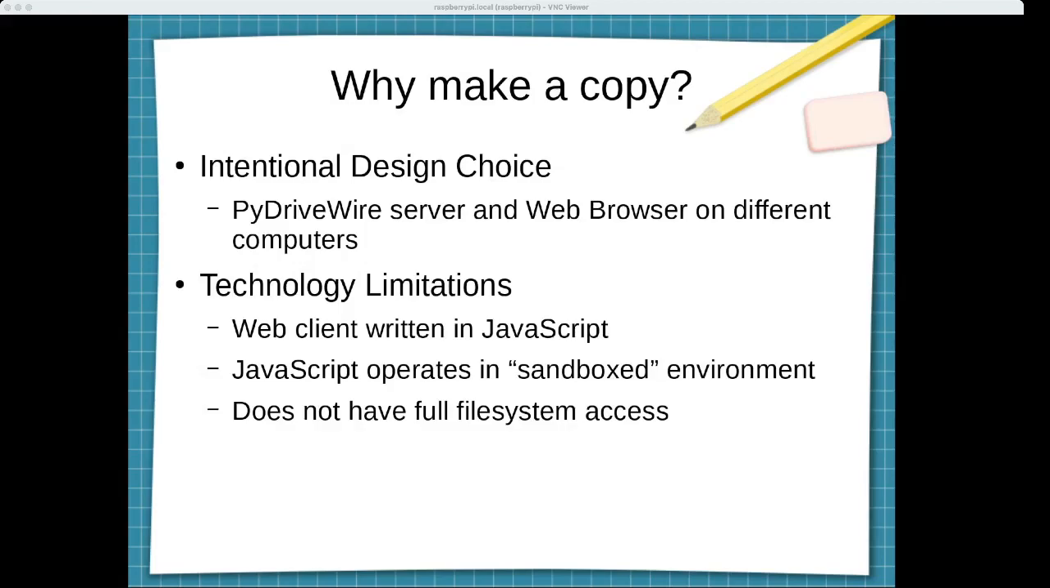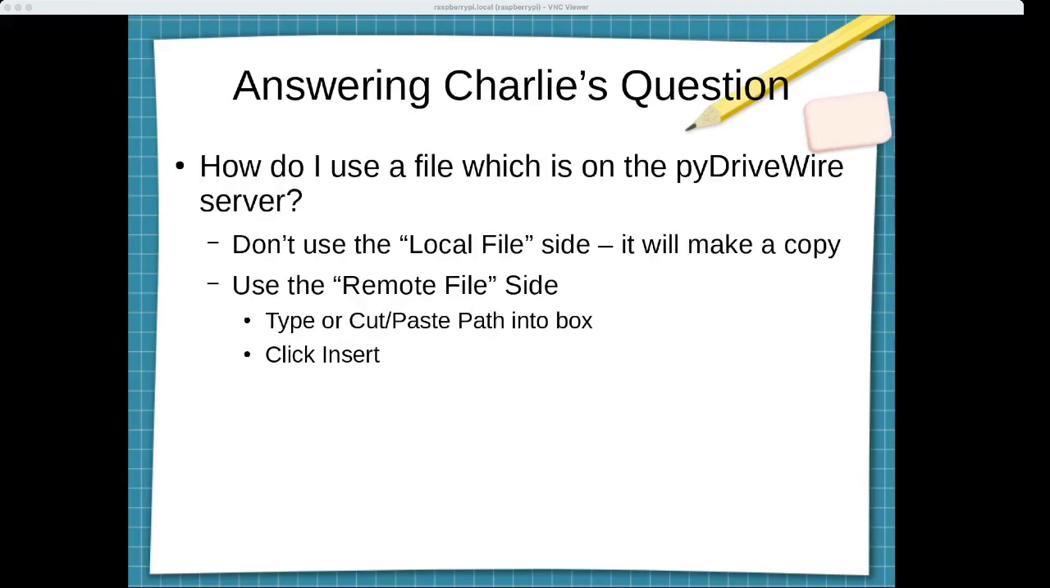Can this be changed? There are probably some things that I can do to change that in the future. So to answer Charlie's direct question, how do I use a file which is on the pyDriveWire server and make changes to it? The answer is, do not use the local file side because it will make a copy. Use the remote file side, type the full path to the file that you want to use in the box, and then click Insert.